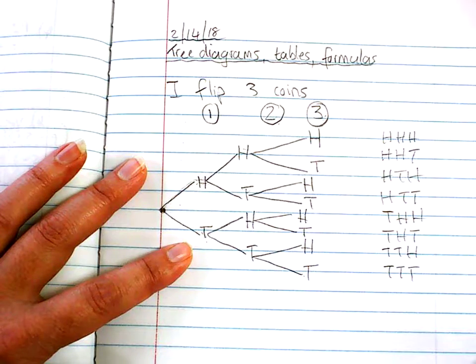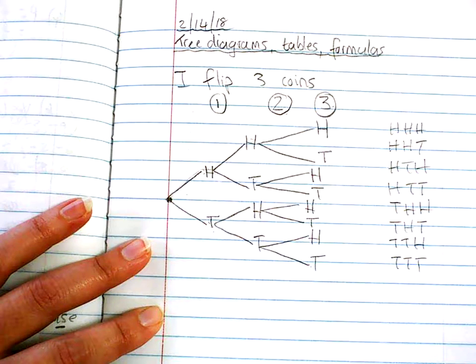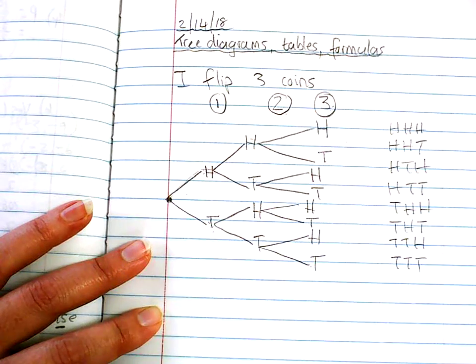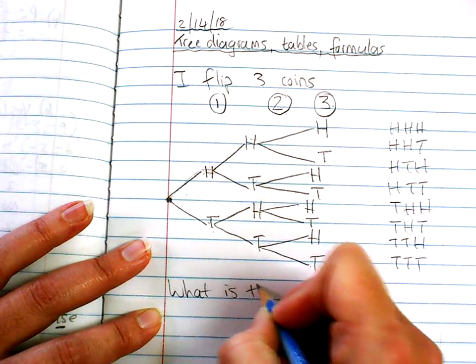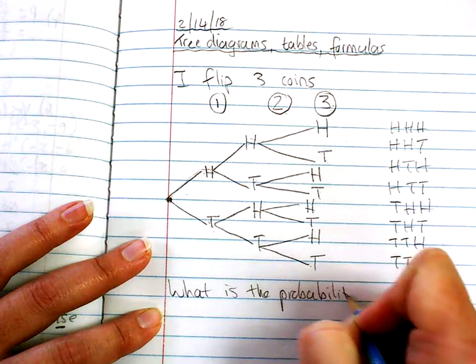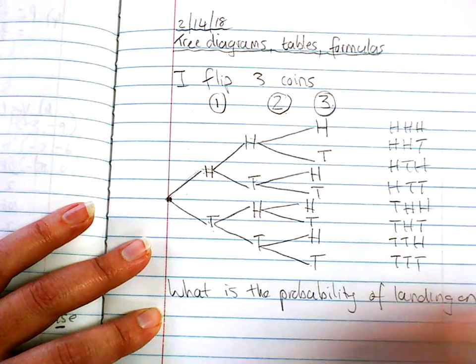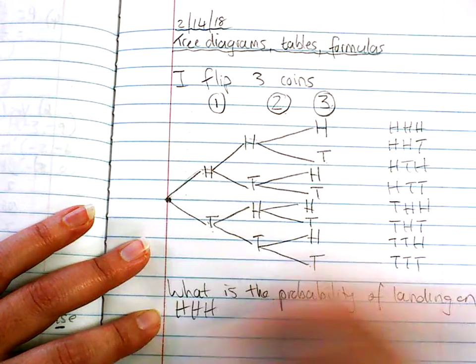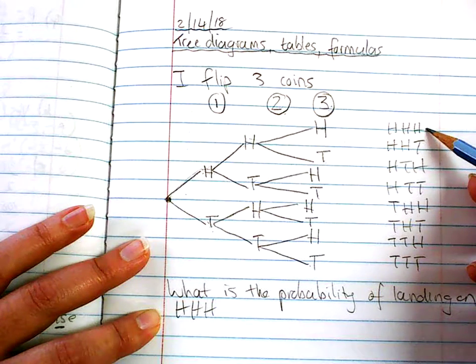And now you can ask all kinds of questions. I'm just going to ask the following. What is the probability of landing each time on heads? So what am I looking for? Heads, heads, heads. Let's just write down the question. What is the probability of landing on heads, heads, heads? Now I'm going to look at my outcomes and I go, there's one, just one.